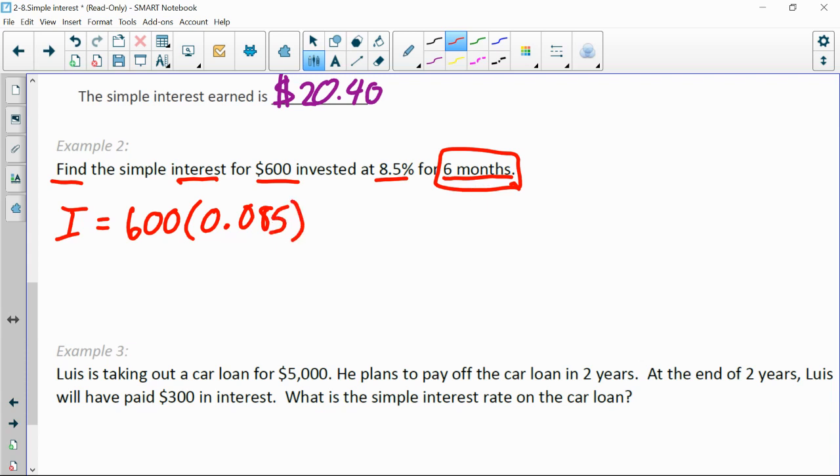And then for the time, how many months are there in a year? 12. So 6 over 12 makes a half. So that's what we're going to multiply. Then let's go see what our interest is. We have 600 times our 85 thousandths times a half.